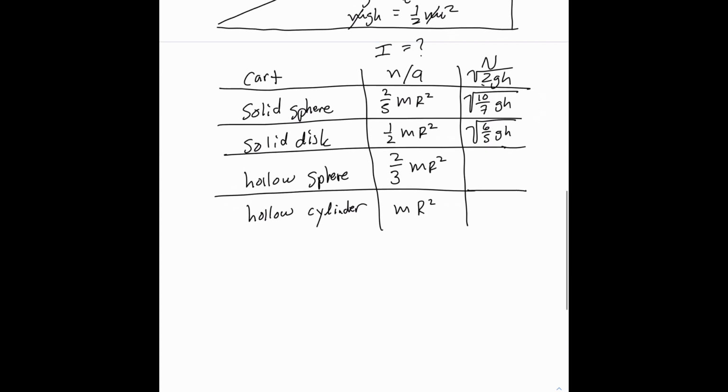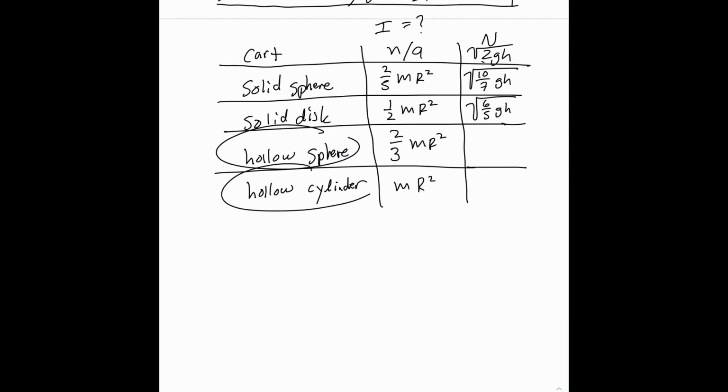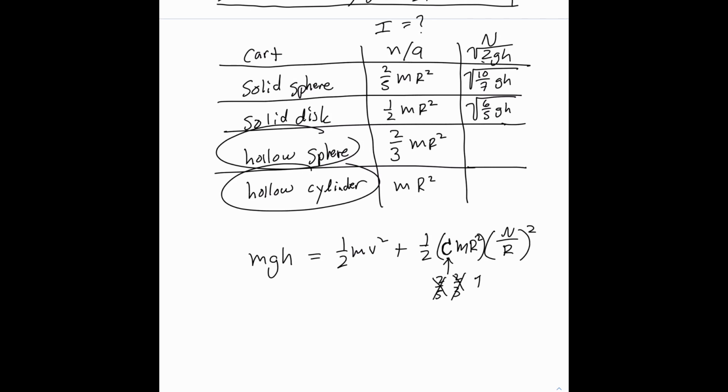Okay, so then we have 2 more to solve for, the hollow sphere and the hollow cylinder. So in every case, we get this statement: mgh, the gravitational potential energy, converts to translational kinetic energy plus rotational kinetic energy, 1/2 I omega squared, and we're always going to substitute V over R for omega. And in fact, in every case, we're going to have some constant multiplied by mr squared. Sometimes the constant is 2/5. Sometimes the constant is 2/3. Sometimes the constant is 1.